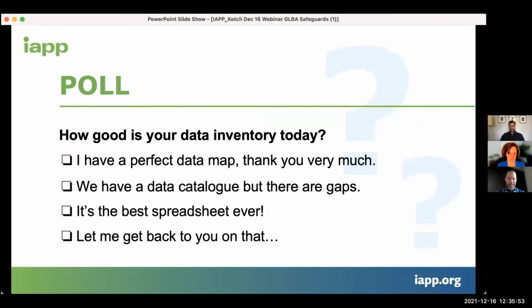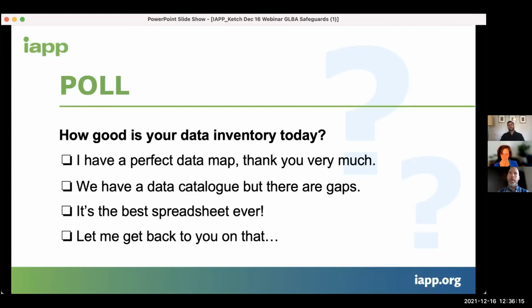So speaking of systems inventories, how good is your data inventory today? Well, how about I have a perfect data map, thank you very much. Or we have a data catalog, but there are gaps. Third, it's the best spreadsheet ever. And fourth, let me get back to you on that.